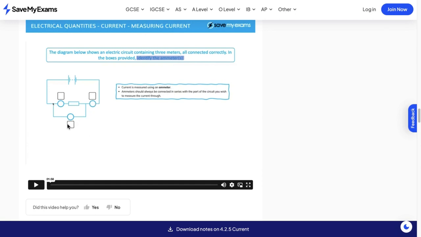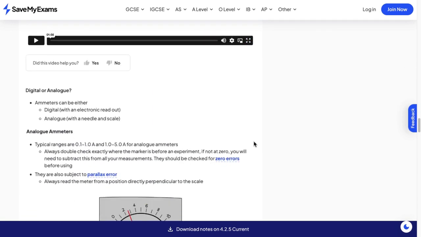Right? This third box is for the voltmeter, to measure the voltage across this resistor. So this one is not for an ammeter, but this and this are for ammeters. Is that okay? So we move on.